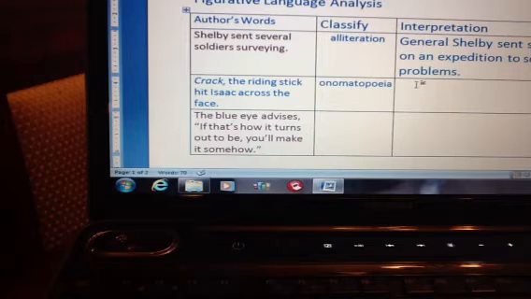Now, why? What does the author mean at this point? And why would the author use that particular word? Besides, it's just fun language. Crack.